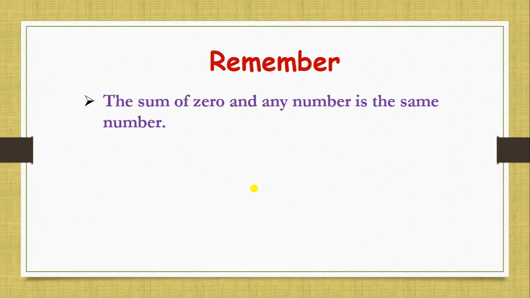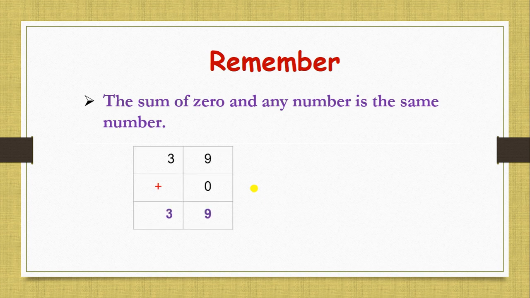The sum of 0 and any number is the same number. Means whenever you add 0 to any number, the answer is the same number. For example, if you add 0 to 39, the answer is 39. If you add 0 to 68, the answer is 68.